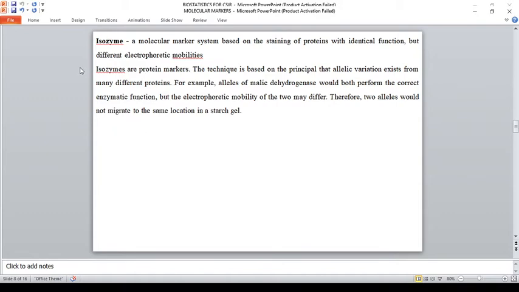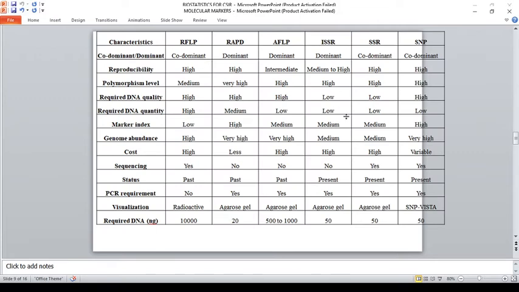So isoenzymes are used as a protein marker. These are the entire characteristics of the different types of markers. First, let's see the important points from the exam point of view. RFLP, SSR (simple sequence repeat), and SNP (single nucleotide polymorphism) are codominant.